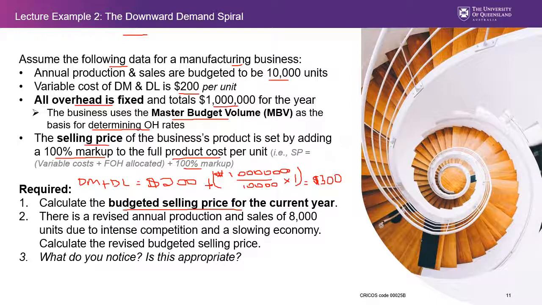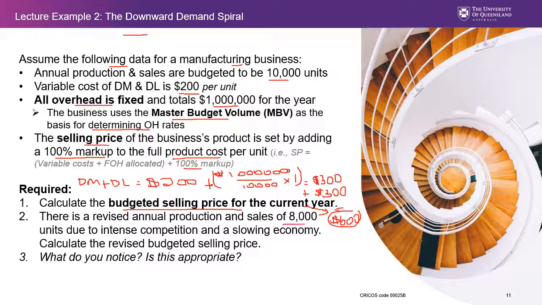And we have 100% markup. So we add on another 300. So our sales price equals 600. So it's 600 for the current year.